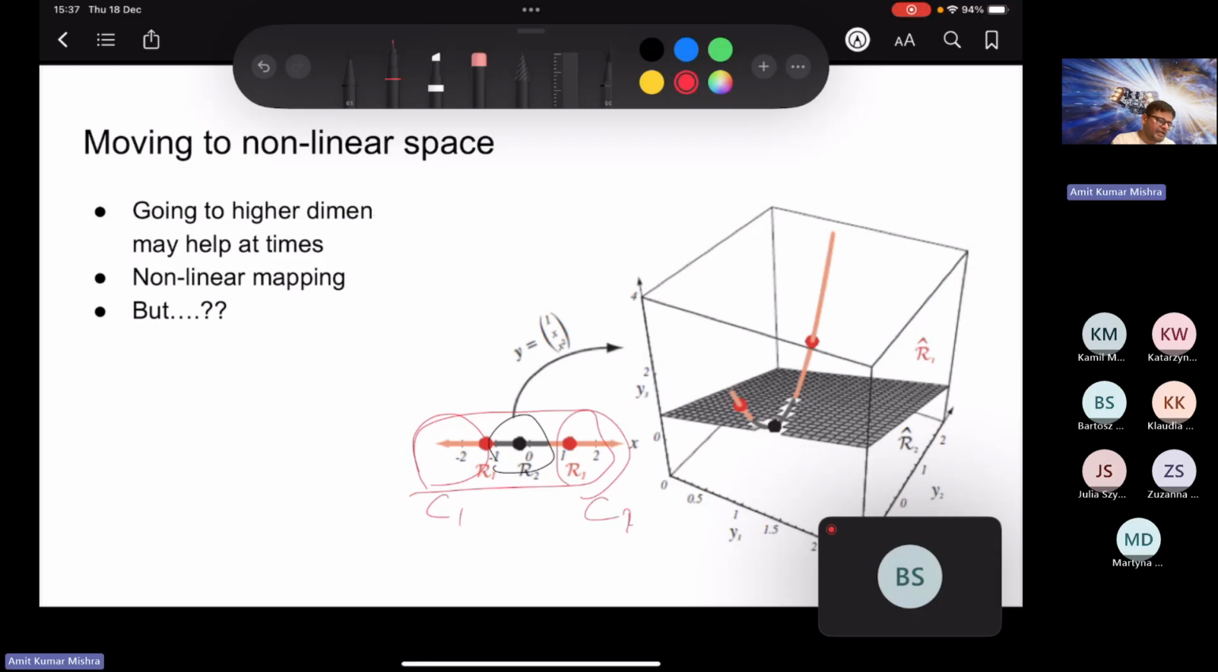So C1 and then C2. Now they are distributed in such a way that there is no way you can have one boundary separating them properly. You need two boundaries. So you need this boundary and this boundary. When you have got two of these things, this is not a straight line. It is not a linear separation. So there is no linear boundary that can separate these two classes.